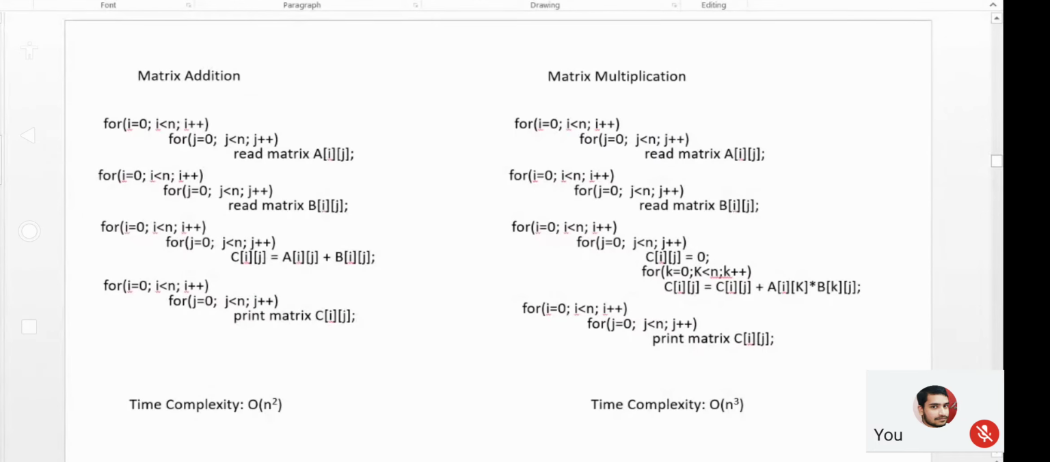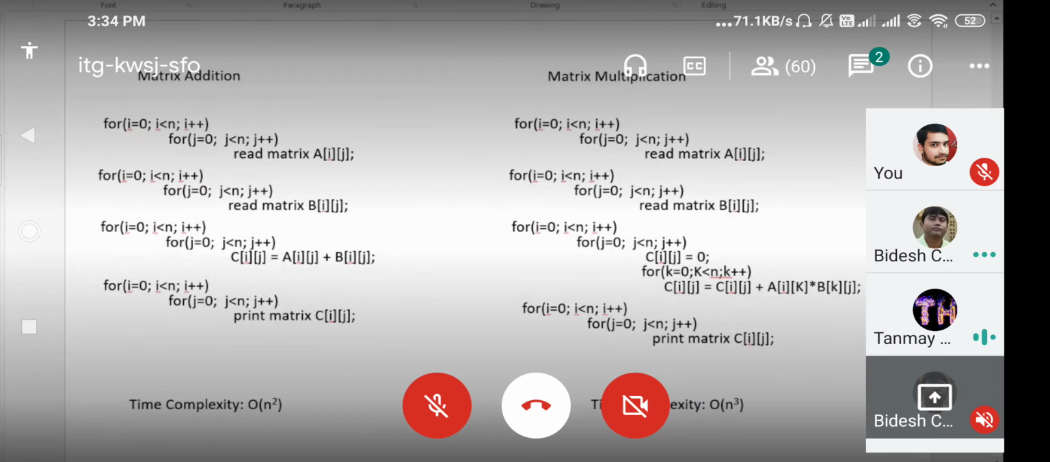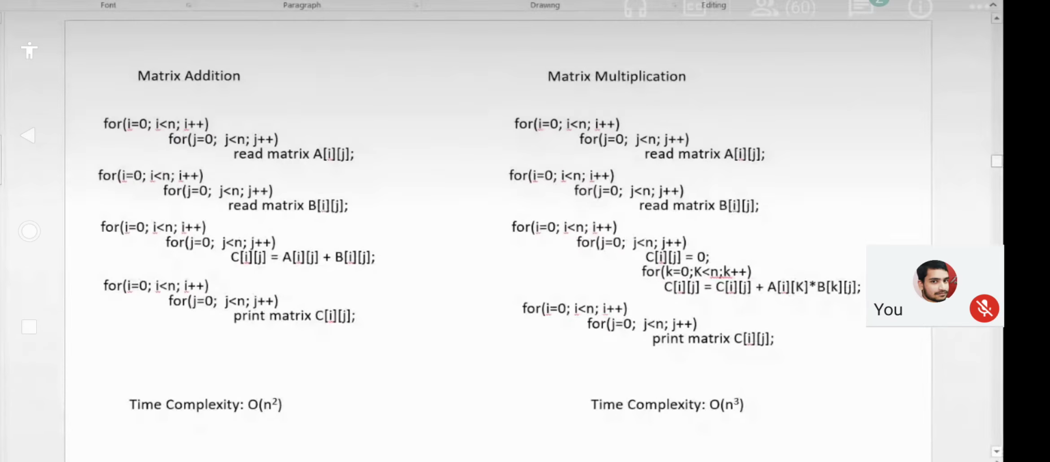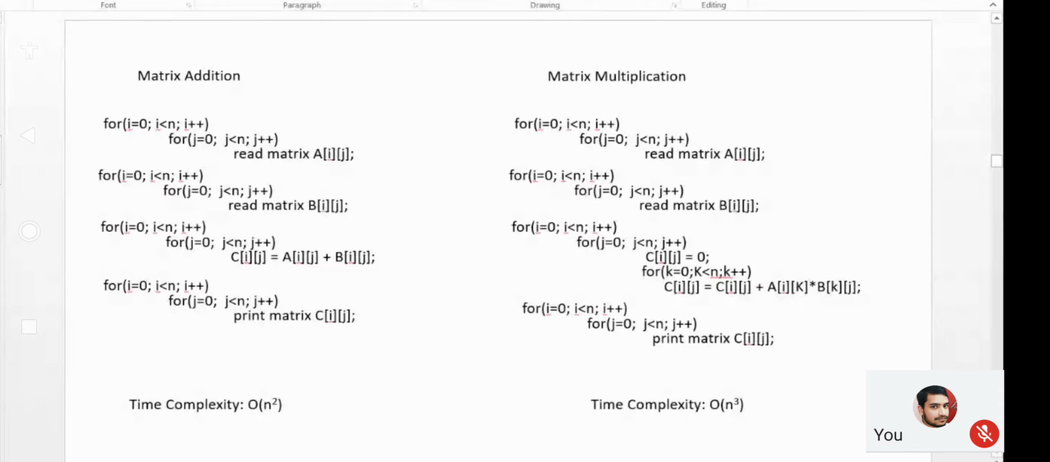So for this part, what will be the time complexity? I think all of you know. It will be what? n square, exactly. Similarly, for reading of matrix B, again this is n square. Now for computation, for addition, again we have to use a nested loop. That means again n square. And for display, again n square.